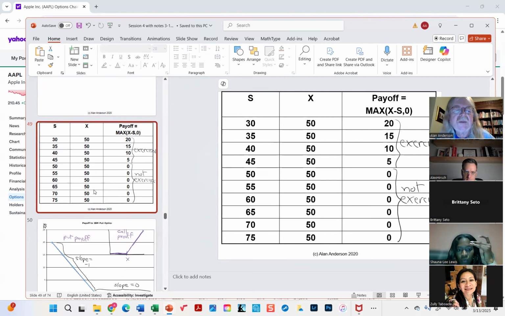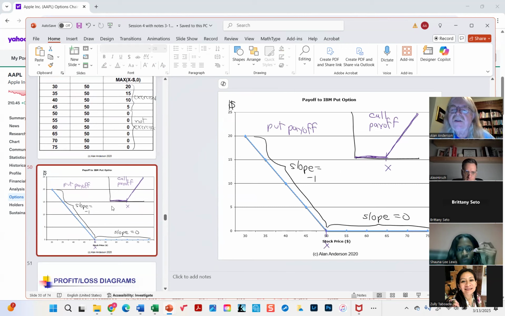Okay. So with all that being said, this is the new graph. I drew in a little picture of the call payoff diagram to remind you what that one looked like. So you can see the two of them are simply mirror images of each other from left to right. So in other words, when you have a call versus a put, you're reversing the image from left to right.